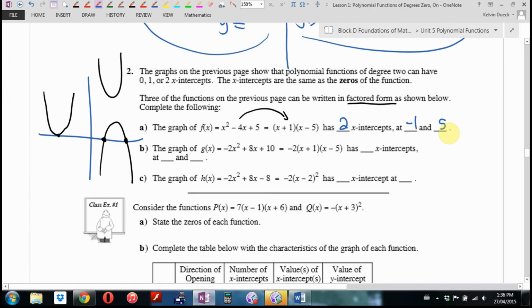How many factors does this equation have? 2. How many factors does this equation have? 3, but that negative 2 does not give us any extra roots. This equation also has 2 x-intercepts at negative 1 and positive 5. This one, when we factored it, ended up becoming that. It has 1 x-intercept, often called a double root because it kisses right there. What's the x-intercept at? 2, or (2, 0).